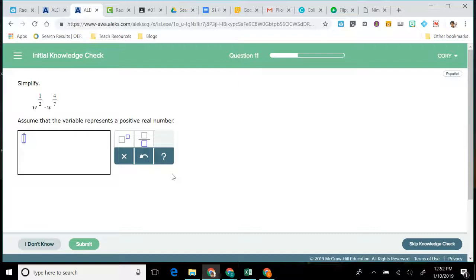2 times 7 is 14, so 1 times 7 is 7. 4 times 2 is 8, so I get W is 15 over 14. W to the 15th over 14th power. That's ugly. I don't like that, but it is what it is.